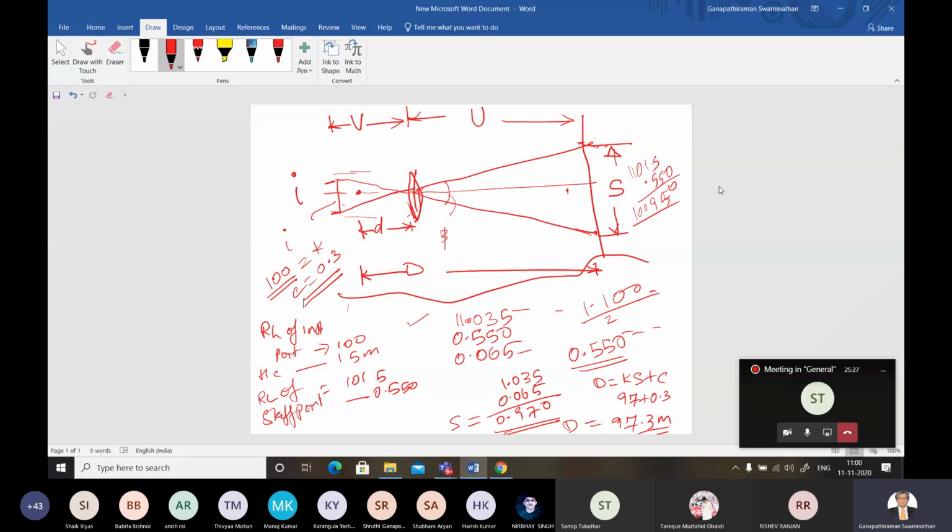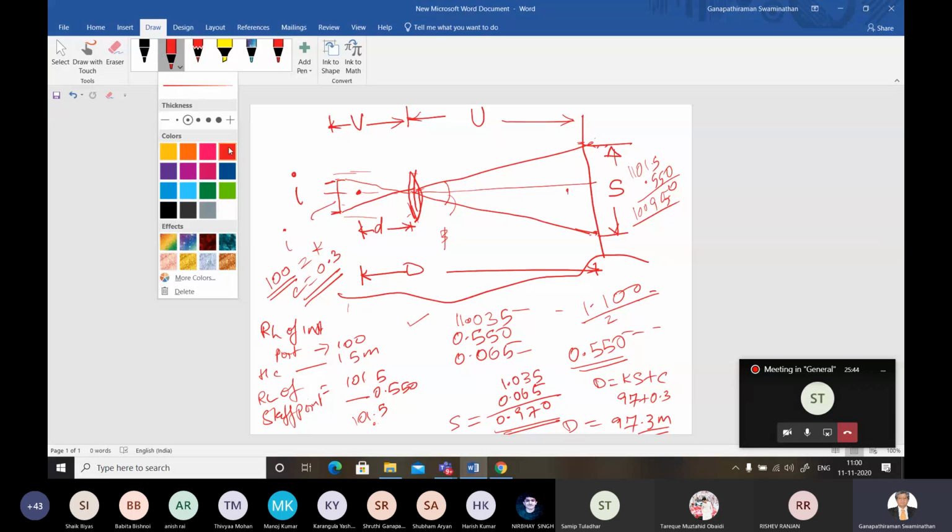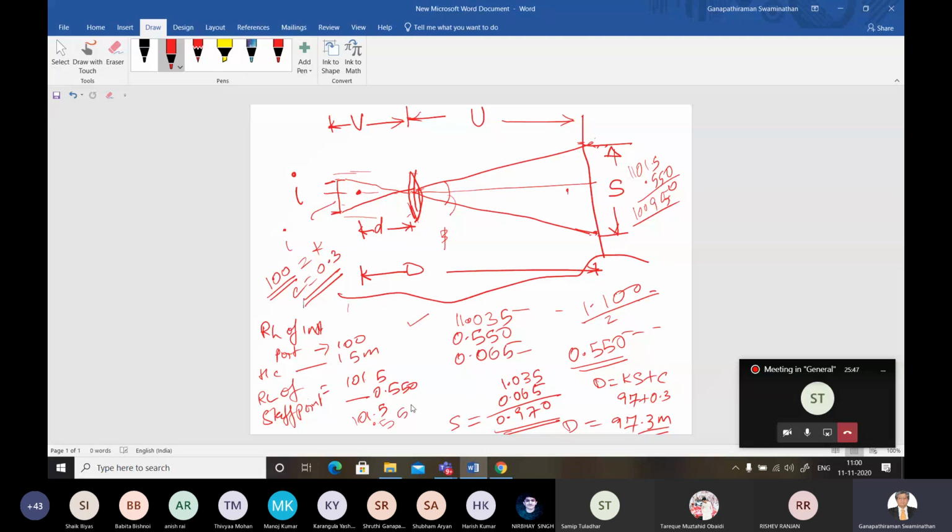What is the RL of the point, boys? This is 101.5, then axial hair reading is 0.550. Yes, sir. 100.95. 100.950. Do you understand that? 100.950. So this is the vertical angle is 0.